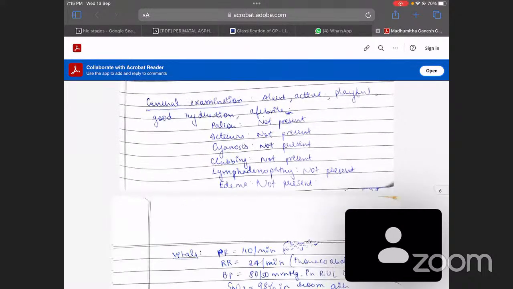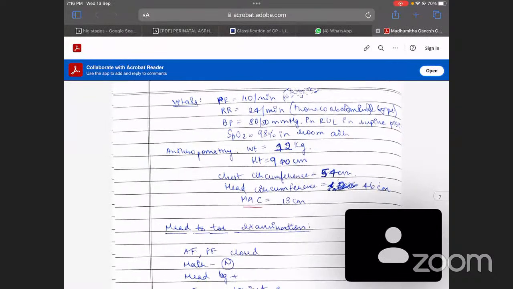General examination: the child is alert, active, playful, good hydration, and afebrile. Pallor, icterus, cyanosis, clubbing, lymphadenopathy, and edema are not present. Coming to vitals, the pulse rate is 110 per minute, and the rate, rhythm, character, volume, and radiofemoral delay must be seen, and all the peripheral pulses were felt. Respiratory rate is 24 per minute and thoraco-abdominal type. BP is 80 by 50 millimeters of mercury, recorded in the right upper limb in supine position. The oxygen saturation is 98% in room air.